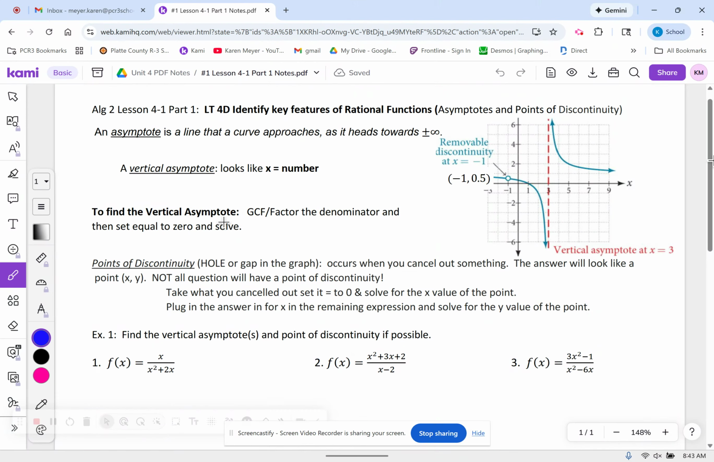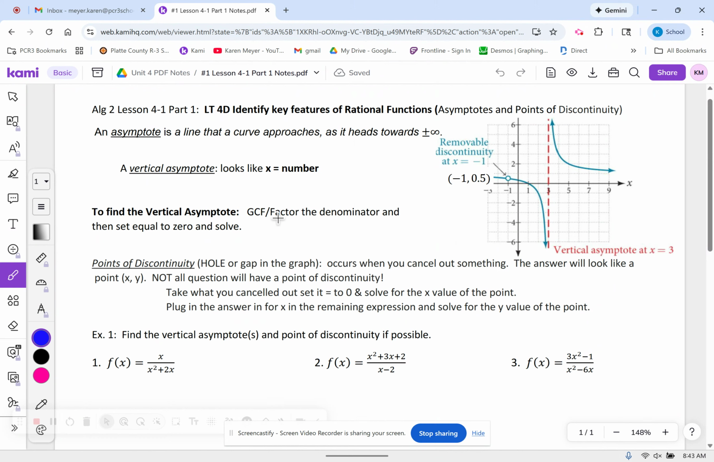To find a vertical asymptote, we are going to look at the denominator, and we're going to factor or GCF and set it equal to 0 and solve. Now, you still want to factor or GCF the numerator because there might be something that cancels out, because you're only going to be doing the vertical asymptote for what you have left on the bottom if something does cancel out.